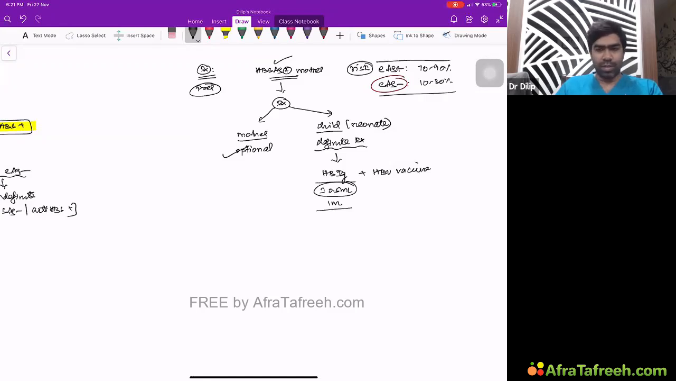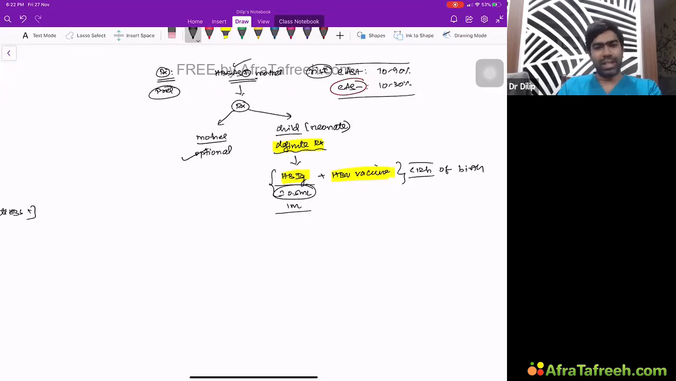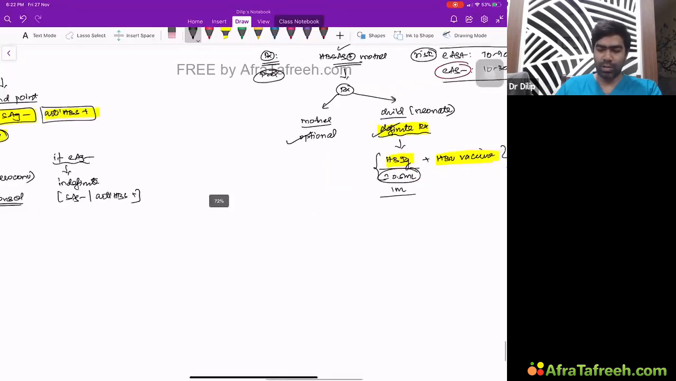First dose of vaccine should be given, and both these things should be done within 12 hours of birth. This is the most important treatment. So whether you treat the mother or not is secondary, but the most important treatment is for the neonate. This will reduce the risk of the child becoming infected with hepatitis B virus to a substantially great level, to less than 3%. That's why this is a very, very important part of therapy.